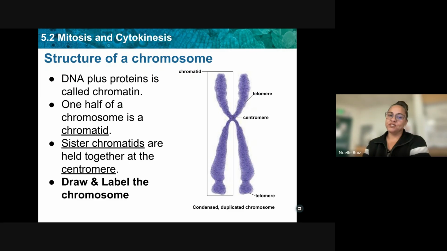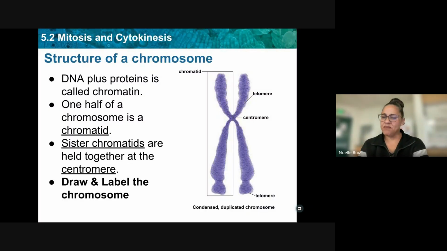Half of a chromosome is called a chromatid. And they go by left-right halves. They don't go by top-bottom. Sister chromatids are held together at the centromere. The centromere is that middle portion of the chromosome, the middle of the X. So yes, this is something I want you to draw and label in your notes. That's why at the bottom it says draw and label the chromosome.